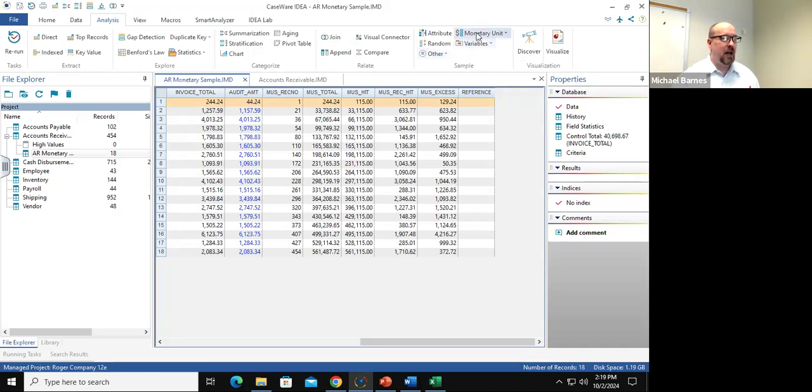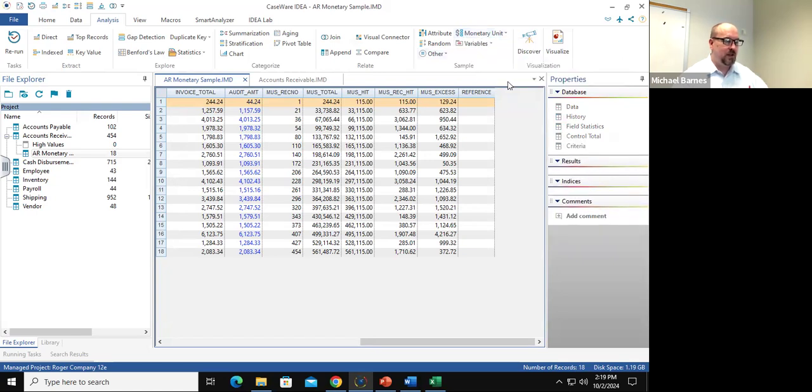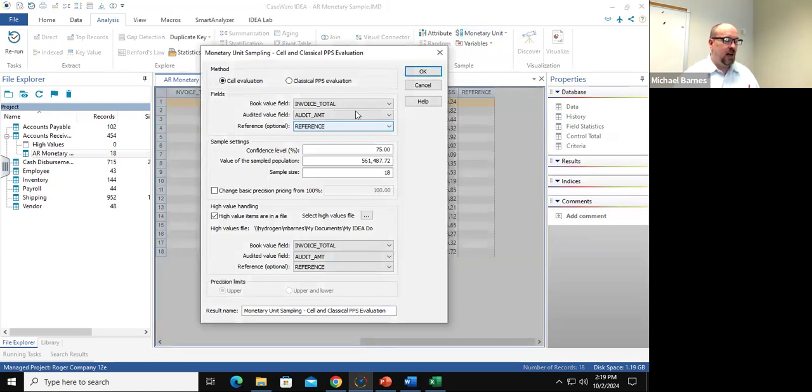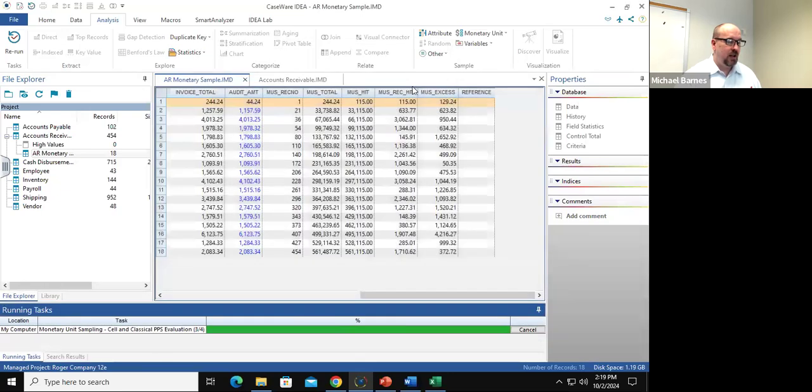Let's just go ahead and look and see what happens. I'm going to go to monetary unit. I'm going to evaluate and select classical PPS. And it has my numbers already put in here. My confidence level 75 that I already specified, and a sample size of 18. I'm just going to leave those numbers because I've already got those plugged in from previous attempts. Click OK. And it's going to give me some results that are going to be very unpleasant, assuming that it can finish the task before class ends.